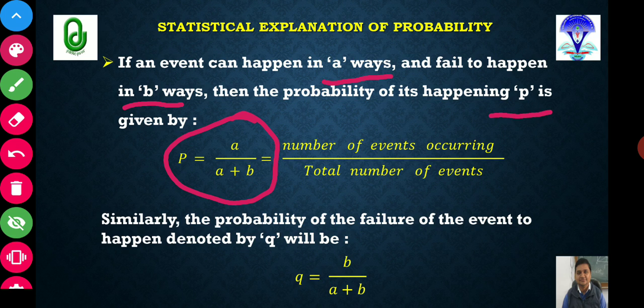So what is A plus B? A plus B is the total number of events. And what is A? A is the number of that particular event for which you want to know the probability. It is otherwise known as the favorable event. We will see in the coming slides what a favorable event is. So A is the number of events occurring and A plus B is the total number of events. The probability of happening of A depends on the ratio of A and A plus B. Similarly, the probability of failure of the event is Q is equal to B by the total number of events, A plus B. This is how probability can be explained statistically.